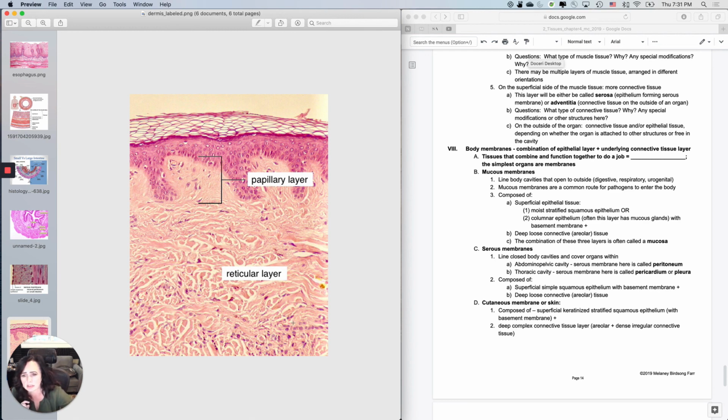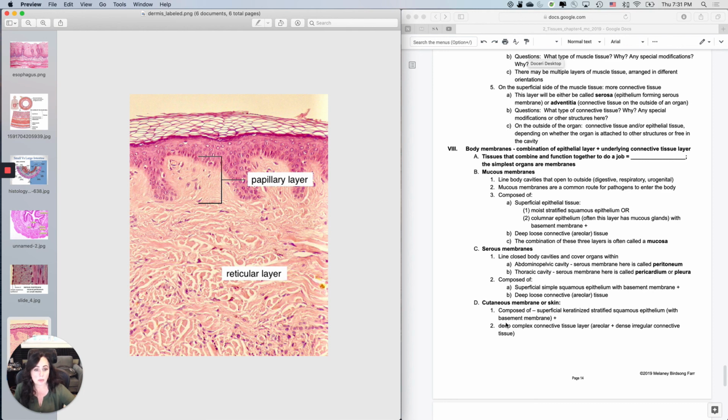Because it's a pretty good slide of it. The reticular layer of the dermis, that's made of, what do you think? That's dense irregular connective tissue. But regardless, this makes it an organ. So the skin is the biggest organ in your body. And that is it for histology.